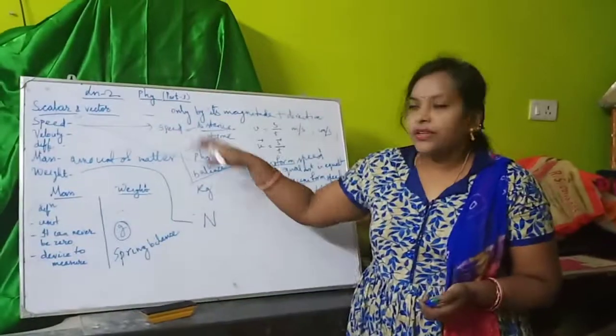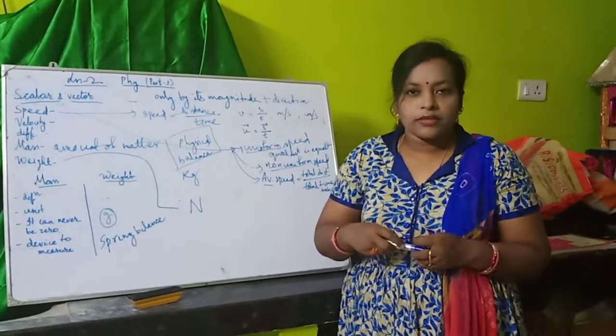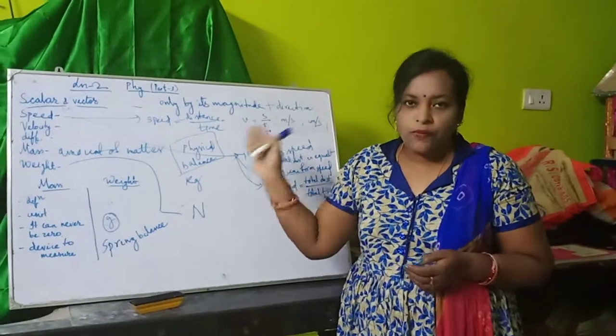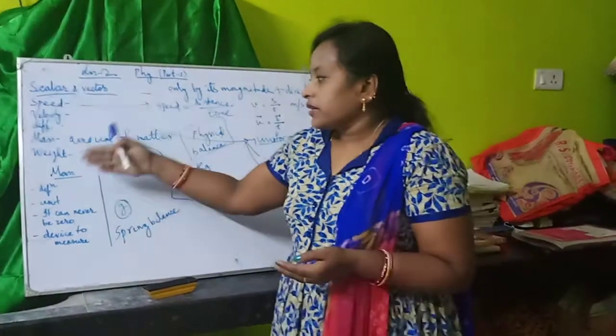So your lesson is finished. Next class we will go to the question and answer. So children, listen thoroughly, read thoroughly, go through the book also. From the book also you can get the definitions, differences and all.